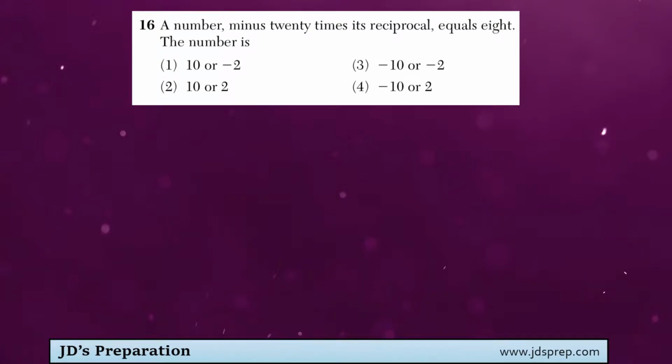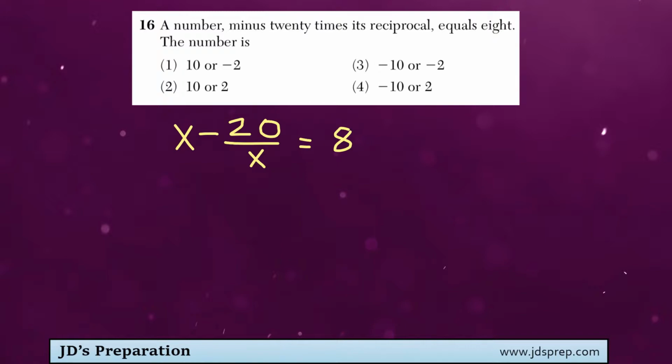Our first step for this problem is to write it out as an equation. Our number, let's give it a variable x, minus 20 times its reciprocal. So the reciprocal would be 1 over x. So if we were doing 20 times 1 over x, we could just write that as 20 over x. And that, we're being told, equals 8.